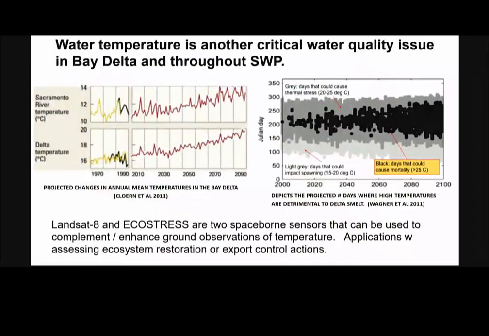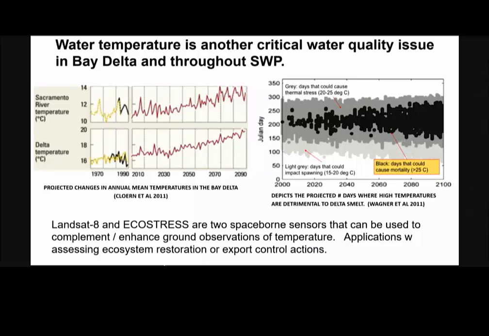So this is the last product that I'll mention. We're also, of course, looking at water surface temperature. This has a lot of implications for thermal stress on different fish species, not just in the Delta, but in other water bodies in the State Water Project as well.